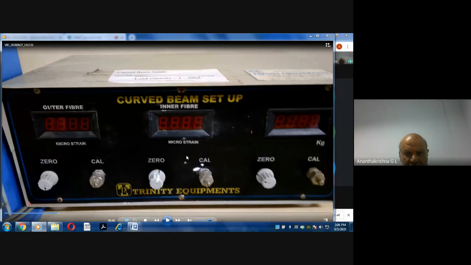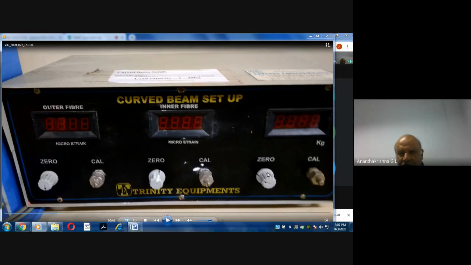So this inner fiber reading will give you micro strain. Whatever value you get here, you multiply it by 10 power minus 6 for calculation. And this will give you the outer fiber strain values, micro strain values. And here we are going to apply load in kgs, which we multiply by 9.81.